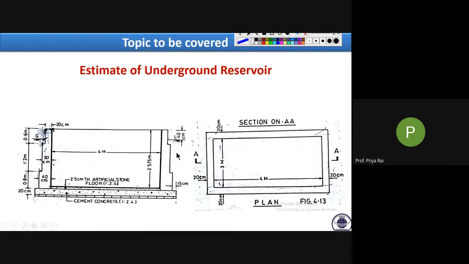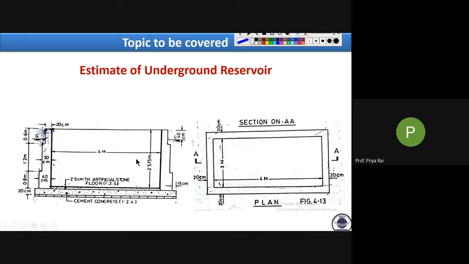So how will we get that? For that, a diagram like this will be provided to you. From the diagram itself, we have to understand what is the length of that item of work, what should be the breadth; everything we have to calculate from this diagram itself.